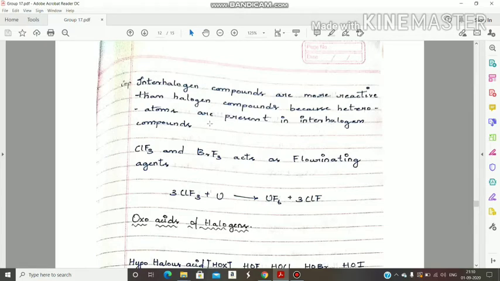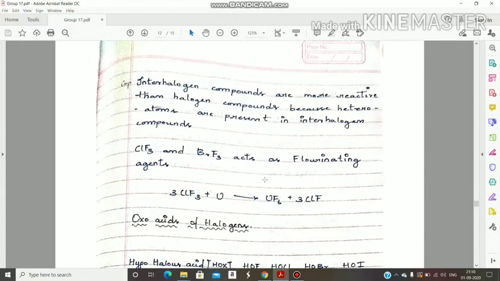Heteroatoms means different atoms are present. For example, ClF3. This is an interhalogen because here chlorine and fluorine both are halogens, both are different halogens. So different halogens are present in this compound, so this is an interhalogen. Interhalogens are more reactive than halogens. Why? Suppose take Cl2 and take ClF3. Among these, which is more reactive? ClF3 is more reactive because in this case different atoms are there, F and Cl.